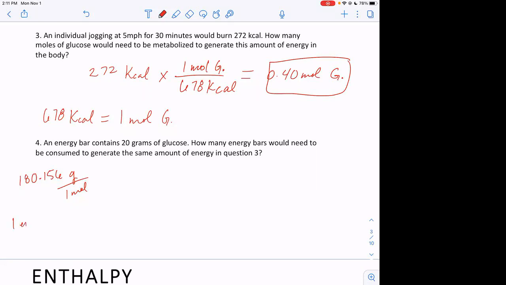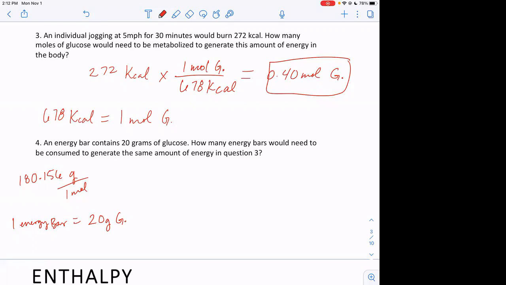1 energy bar contains 20 grams of glucose, okay? That's another relationship that the problem gives us here. Again, you've got to be able to read these and pull that information out. So how many energy bars? Okay, so we know it says the same amount of energy in question 3, which is this amount of energy, okay?